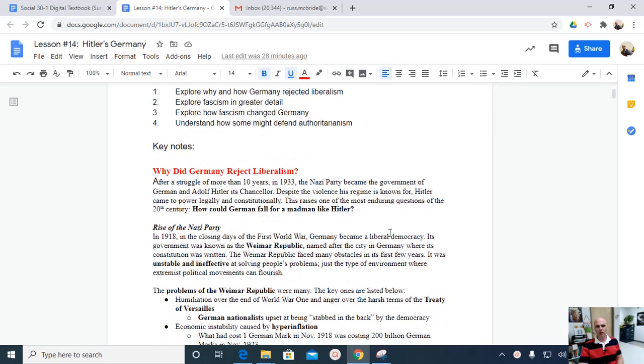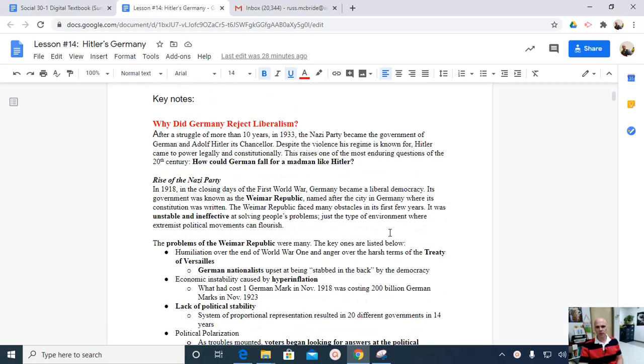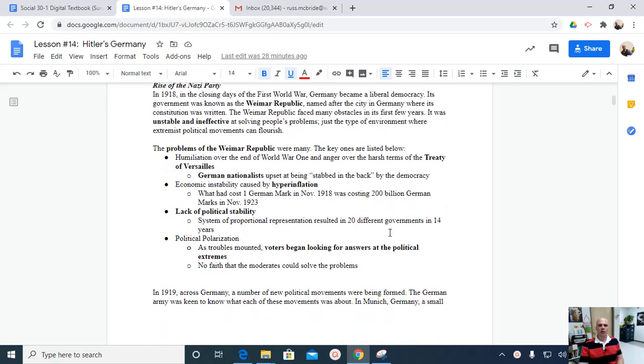To begin with, we do have some notes here, so please take some time to look over them. Included in the notes would be a list of some of the challenges that Germany faced before Adolf Hitler, and therefore some of the circumstances that enabled Adolf Hitler to become a dictator. Included in that would be economic chaos, political instability, and a wounded national pride.